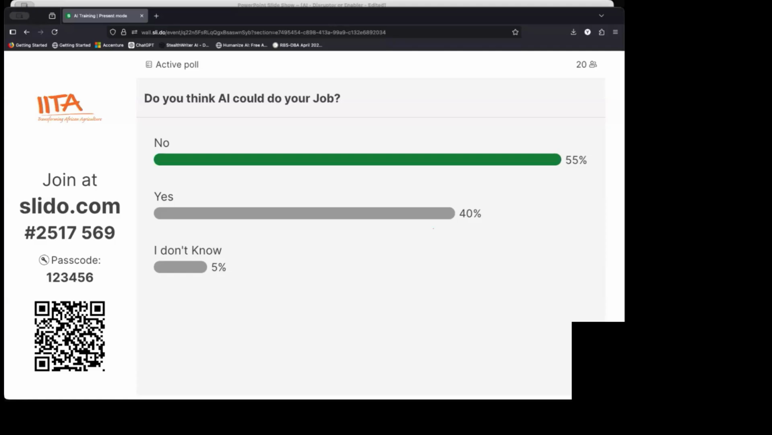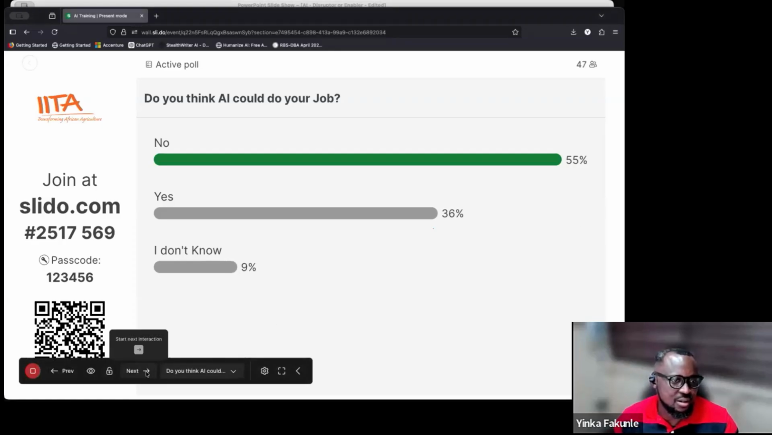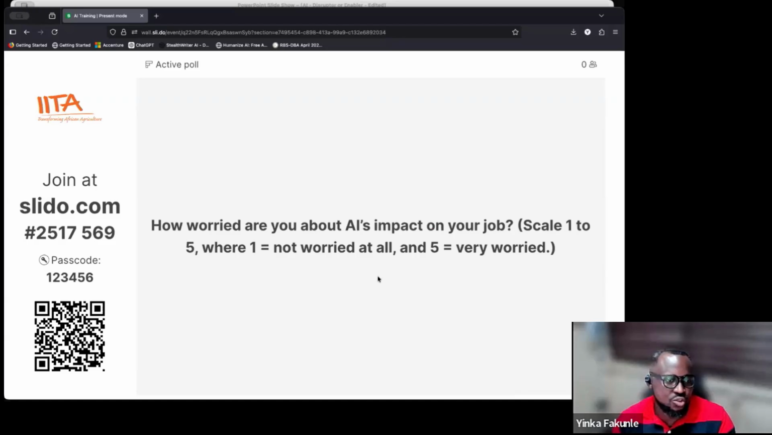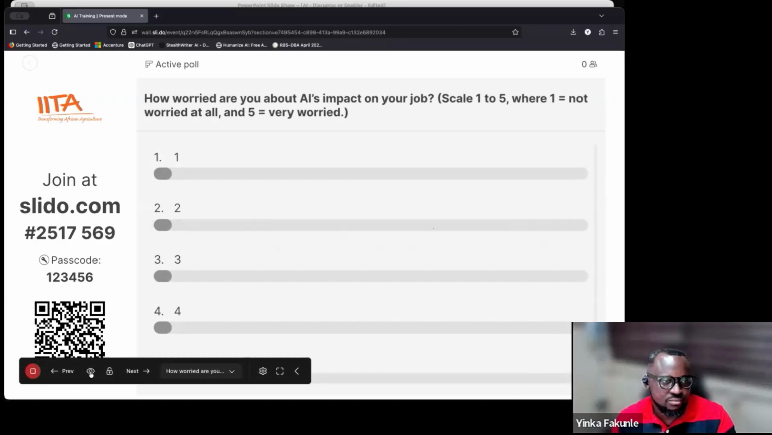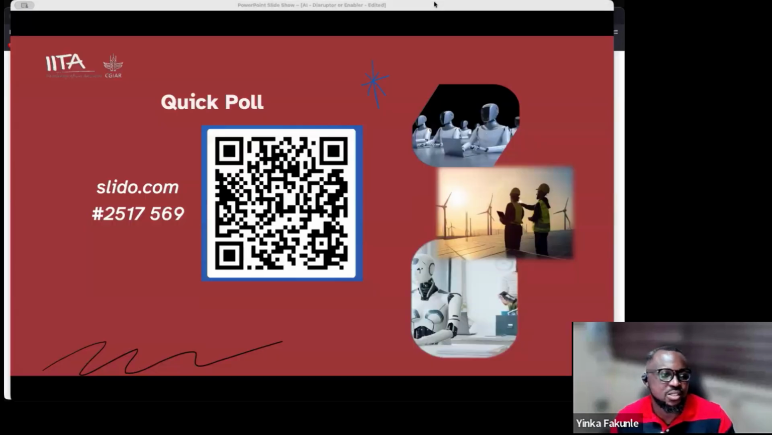I'm seeing a mix of views. That's natural. It's natural to have mixed feelings. Uncertainty is normal. And that's exactly why we're going to be discussing both the pros and the cons today. The goal is to understand these changes so we can navigate them. Another question: how worried are you about AI's impact on your job on a scale of 1 to 5? Let me see your responses on that. Like I said, uncertainty is quite normal. I was expecting that. That's exactly why we're discussing this today, to understand that these changes are here to stay and how we navigate them. Let's keep the responses coming, and let me go back to the slide.